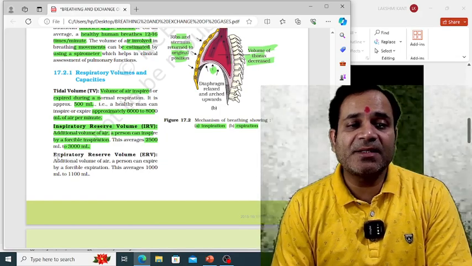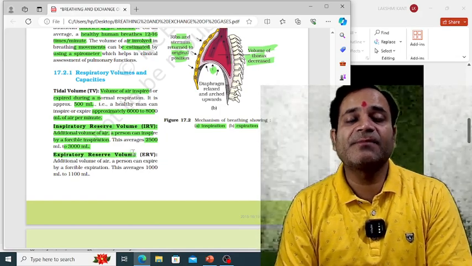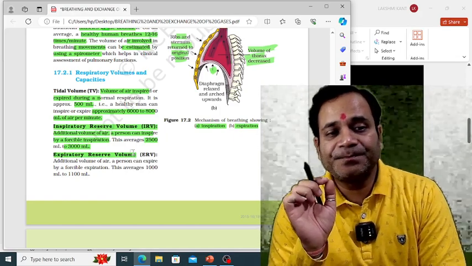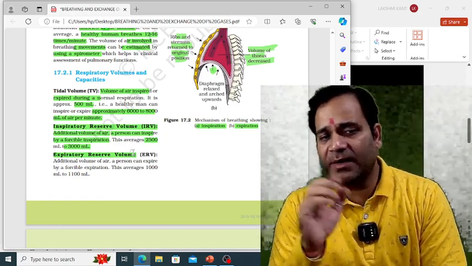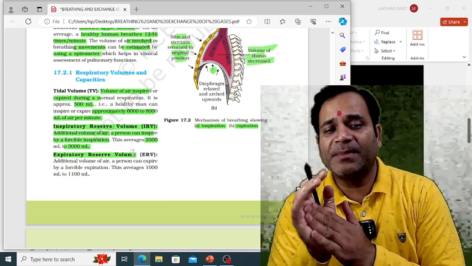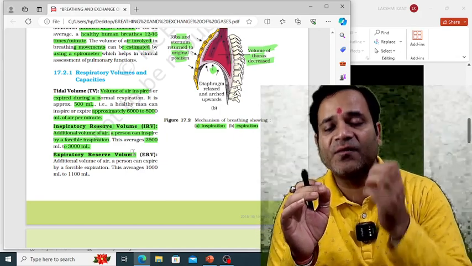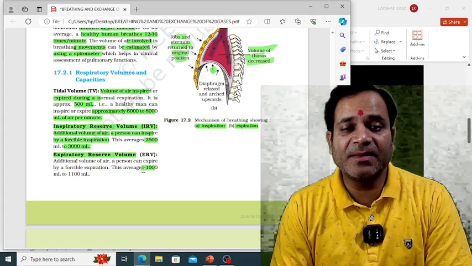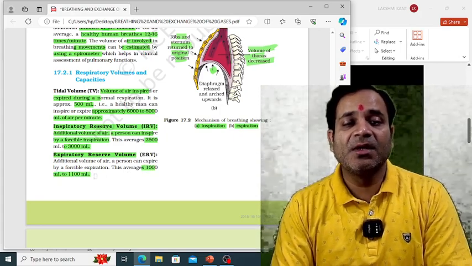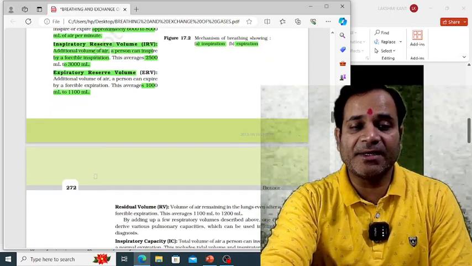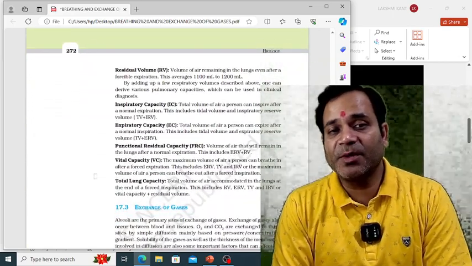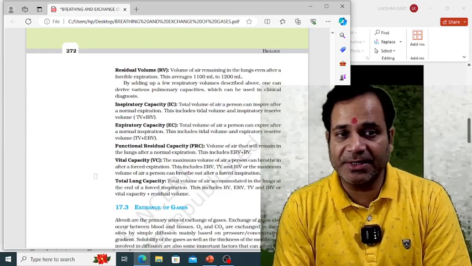Now, the next thing is the expiratory reserve volume. Expiratory reserve volume, in short we represent it as ERV. Here, it is the additional volume of air that a person can expire by a forcible expiration. Then this average is how much? 1,000 milliliters to 1,100 milliliters, my dear. Okay. So these are the important points that you must know about inspiration and expiration, right?